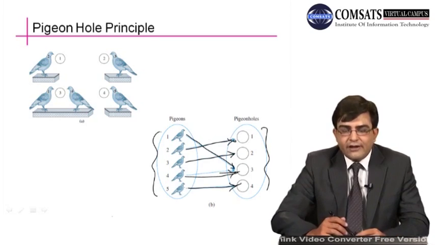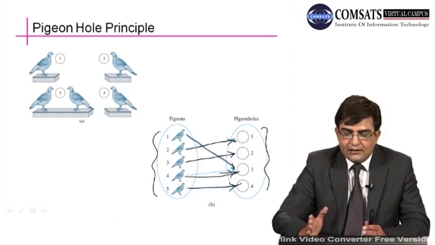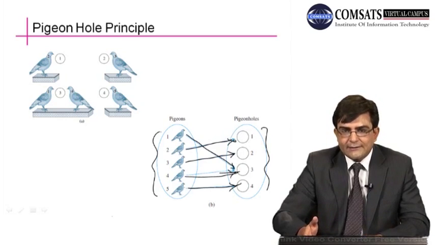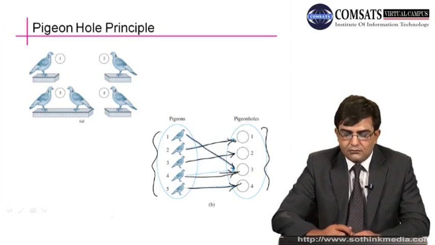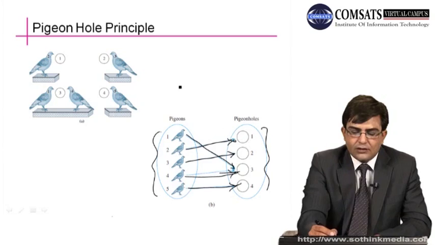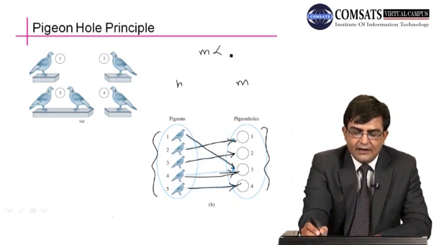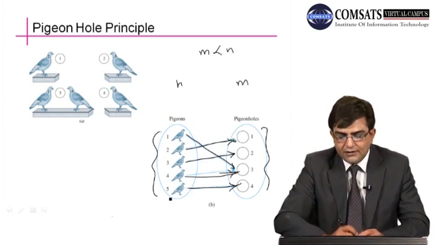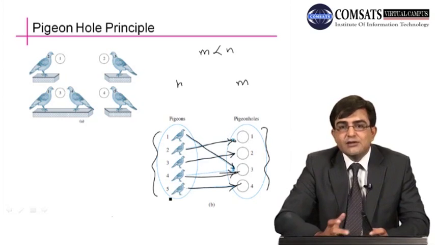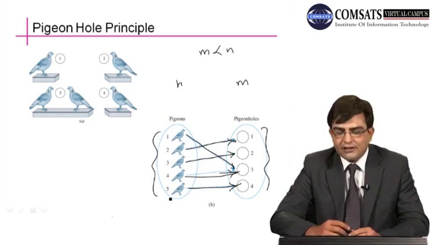In the language of functions, what does it mean? It means that if you have fewer elements in the codomain set than the domain set, that is, if the domain set contains n elements and the codomain set contains m elements, where m is less than n, then we cannot define a one-to-one function between these 2 sets. This is what the pigeonhole principle says in the language of functions.